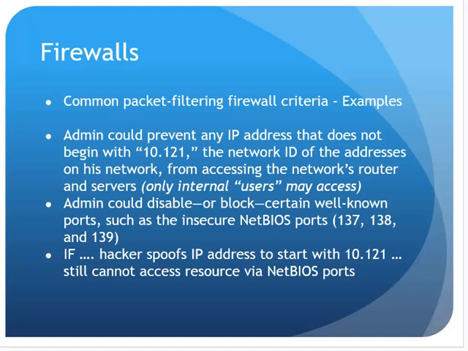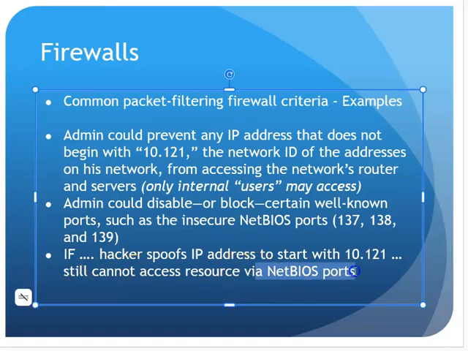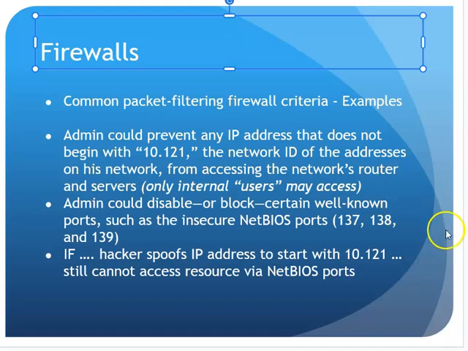Common packet filtering firewall criteria, some examples. Admin can prevent any IP address that does not begin with the beginning of our network from being allowed to access the network's router and services. Maybe that's a specific subnet for admin or a specific subnet for the admin people or users in the network, if you will. Admin could disable or block certain well-known ports, insecure NetBIOS ports, etc. If a hacker spoofs an IP address to start with blah, it still cannot access the resource via this. So there might be a couple layers here of permitting and denying.